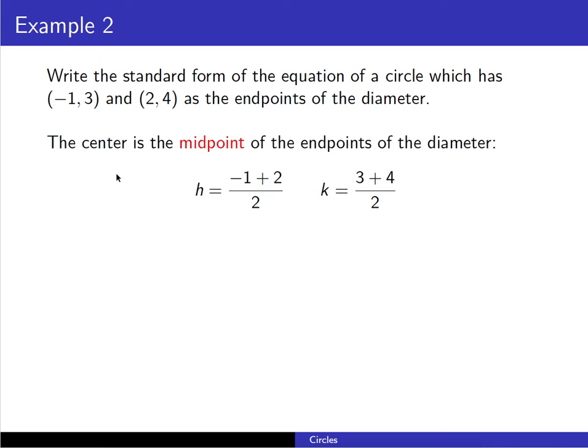So for our x coordinate of our center, we take -1 plus 2 and divide that by 2. For the y coordinate of our center, we take 3 plus 4 and divide it by 2. So simplifying that, we get the center coordinates at 1/2 and 7/2.